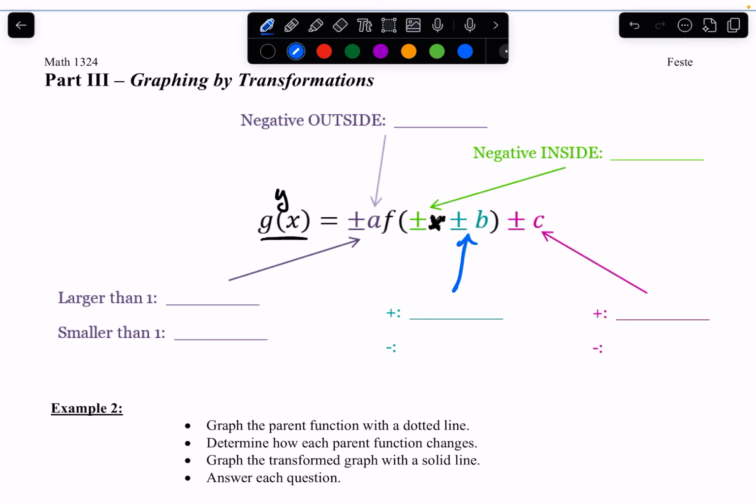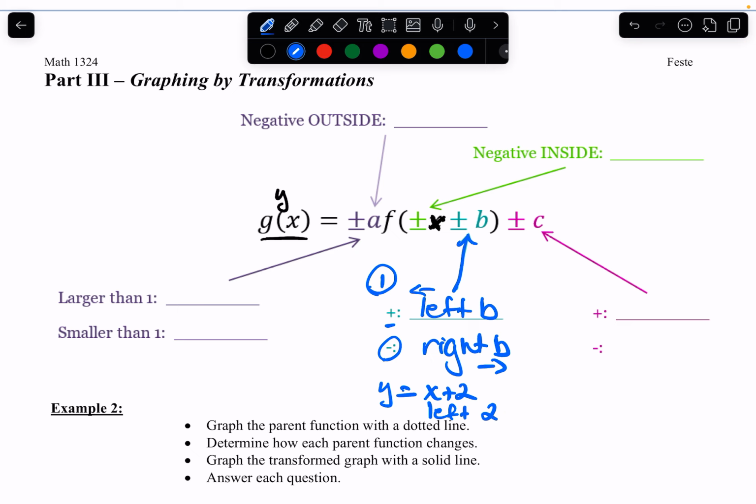Okay, so let's go back to that plus or minus b, because that is the first thing that we're going to look at. If it is a plus, we are going to the left b times. And again, remember, we are going to the left. If it is a minus, we're going to the right b times. What this means is, for example, if we have y equals x plus 2, because it's a plus, we're going to the left 2 units.